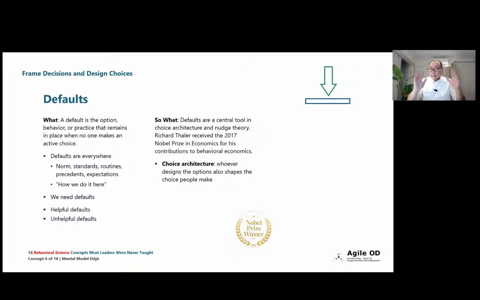So what? Defaults are a central tool in choice architecture and nudge theory, the body of work for which Richard Thaler won the Nobel Prize in Economics in 2017. The core idea is simple. Whoever designs the option also shapes the choice people make. If you lead a team, you are already doing this through your routines, your meeting designs, your decision rights, and the systems people use. The question is not whether you shape choices, but whether you do it deliberately as a choice architect.